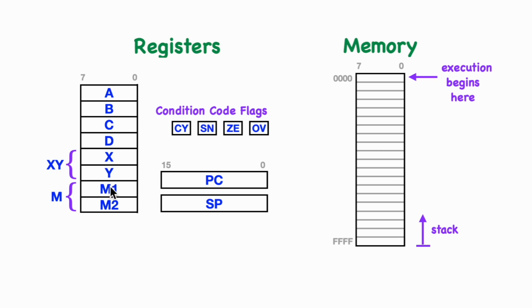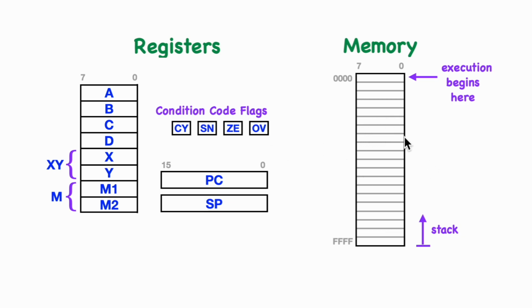In some of the instructions, we combine the X and the Y registers to form a 16-bit register, which is referred to as the XY register. Likewise, for some instructions, the M1 and M2 registers are combined to form a 16-bit register called M. In addition, we have a program counter, or PC, and a stack pointer, or SP, and these registers are 16 bits in size. We also have 4 condition code registers, which capture the outcome of the ALU operations, and these are the carry bit, the sign bit, the 0 bit, and the overflow bit.